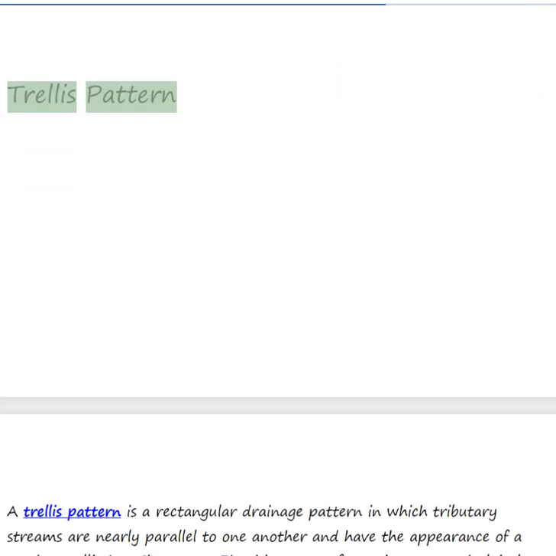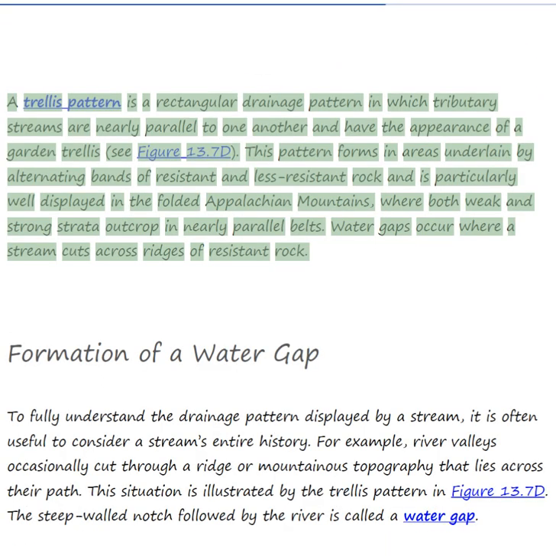Trellis pattern. A trellis pattern is a rectangular drainage pattern in which tributary streams are nearly parallel to one another, and have the appearance of a garden trellis. This pattern forms in areas underlain by alternating bands of resistant and less resistant rock, and is particularly well displayed in the folded Appalachian Mountains, where both weak and strong strata outcrop in nearly parallel belts. Water gaps occur where a stream cuts across ridges of resistant rock.